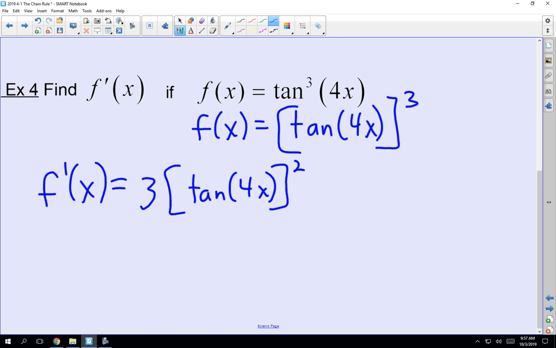Yeah, so the derivative of tangent is secant squared of 4x. You've got the 4x in there still, and then times the derivative of the innermost function. And the derivative of 4x is, so there it is.